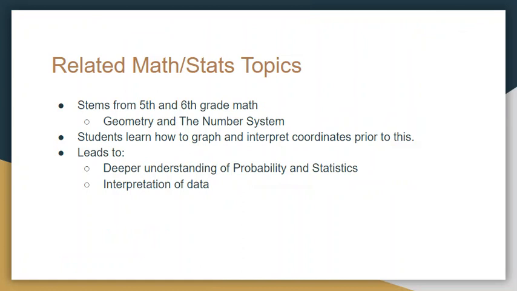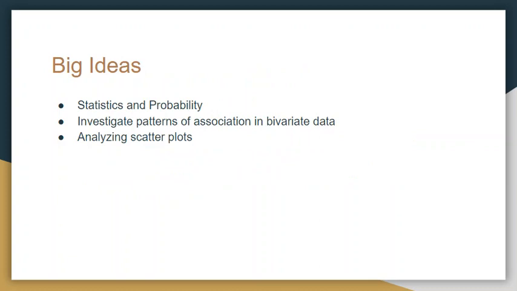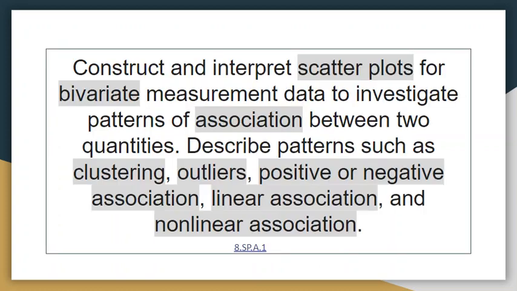This 8th grade math standard is usually taught in statistics and probability class and stems from 5th and 6th grade math. In 5th grade, students represent the real world and math problems by graphing and interpreting coordinates in the first quadrant on a graph. In 6th grade, they're using all 4 quadrants. Students also understand a rational number as a point on a number line previous to the current standard. It is followed by a deeper understanding of linear association and scatter plots, as well as interpreting categorical and quantitative data. The goal is to investigate patterns of association in bivariate data and analyze scatter plots.